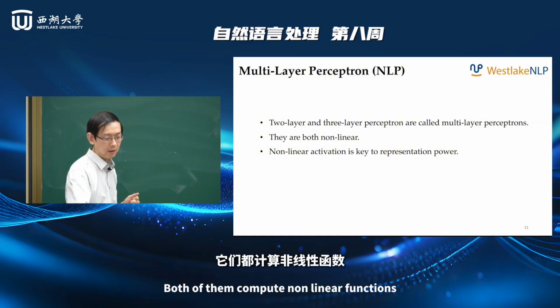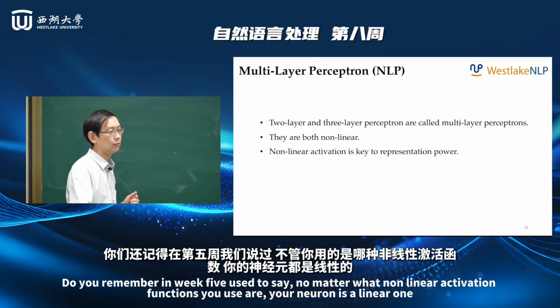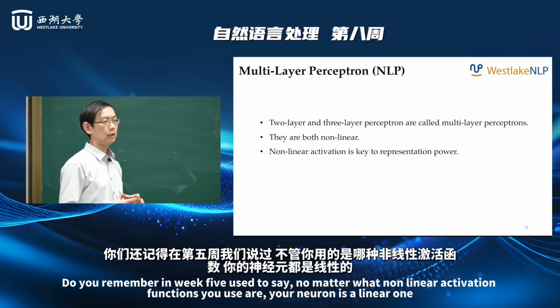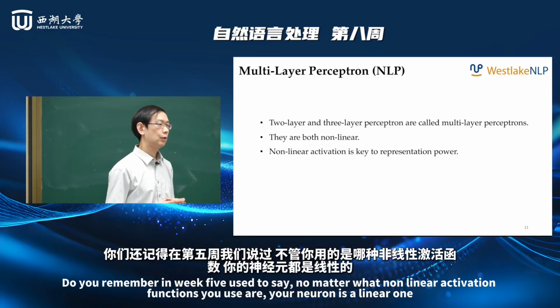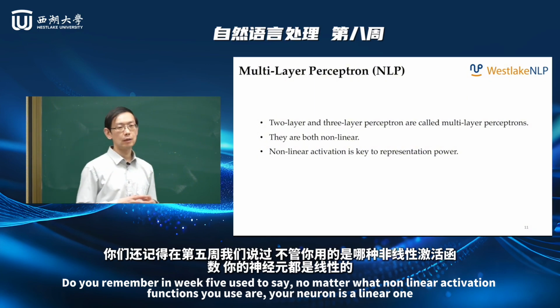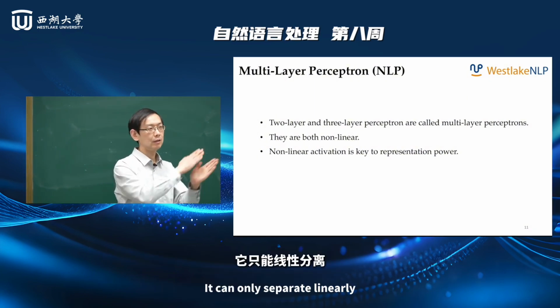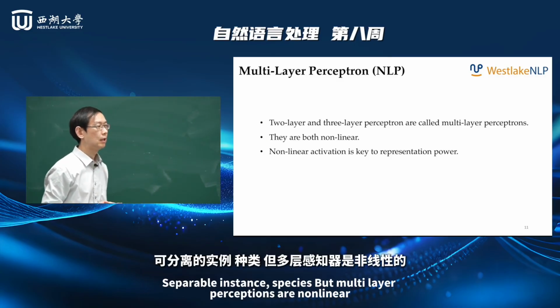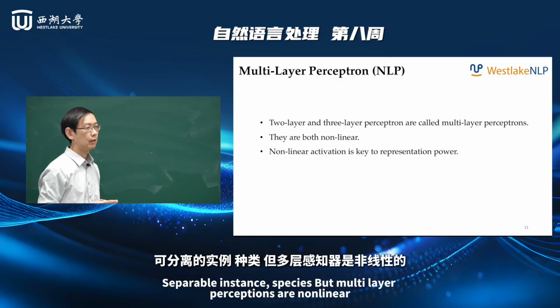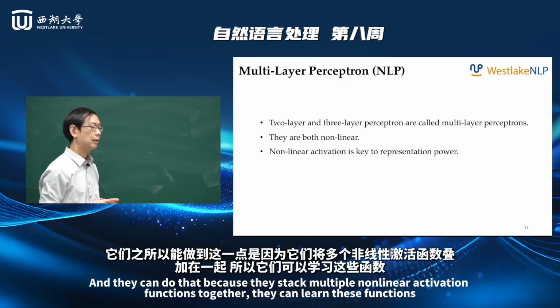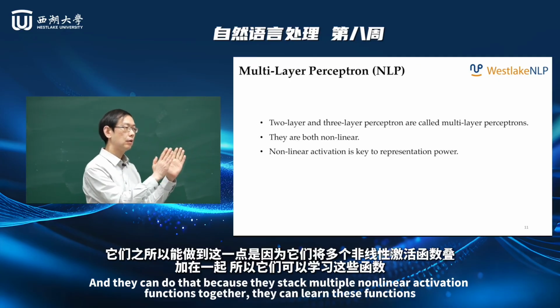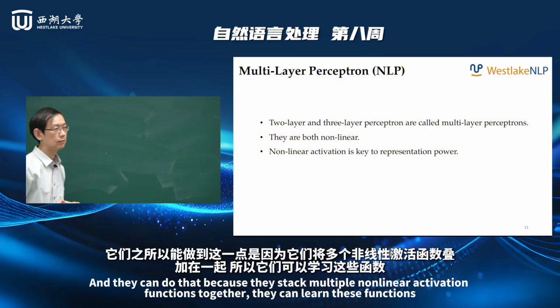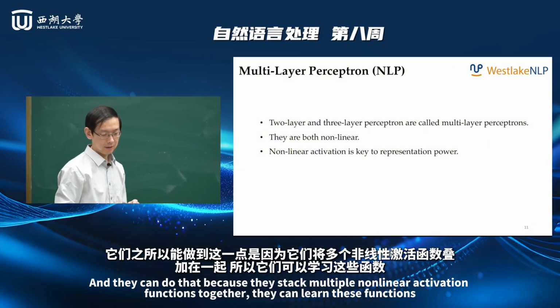Both of them compute nonlinear functions. Do you remember in week 5 we used to say no matter what kind of nonlinear activation functions you use, your neuron is a linear one. It can only separate linearly separable instance spaces. But multi-layer perceptrons are nonlinear. And they can do that because they stack multiple nonlinear activation functions together. So they can learn these functions.